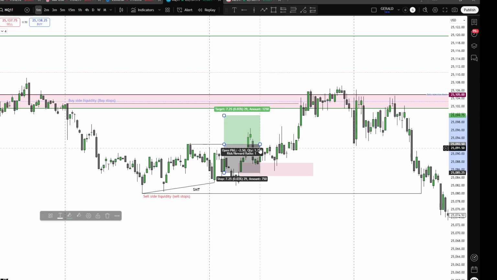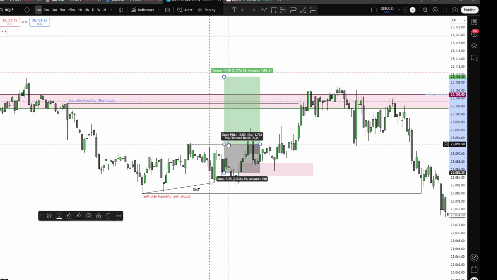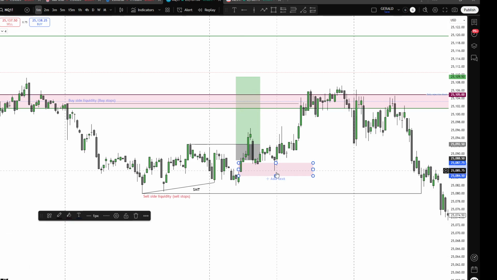This is my TP1 and this was my TP2. My stop loss was just below this gap, like right here, because I went full margin on all my risk. And I realized that we would be creating a breakaway gap here.